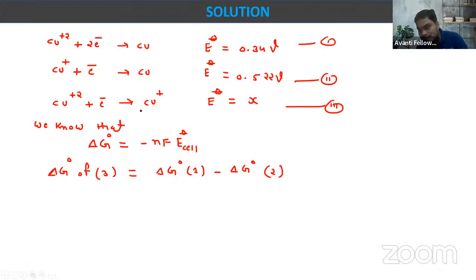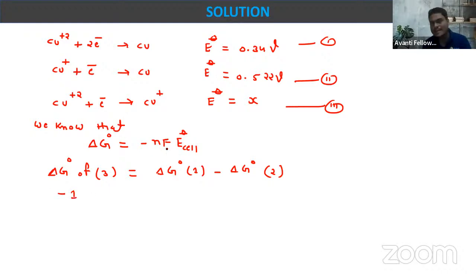Yes, JNV Jamnagar, JNV Anand, JNV Bahraj. What is the value of n in the third equation? Number of electrons, that is. JNV Kolhapur, can anyone say anything? What is the value of n in equation 3? Yes, that is 1, right? That is 1. So this is equal to minus 1.